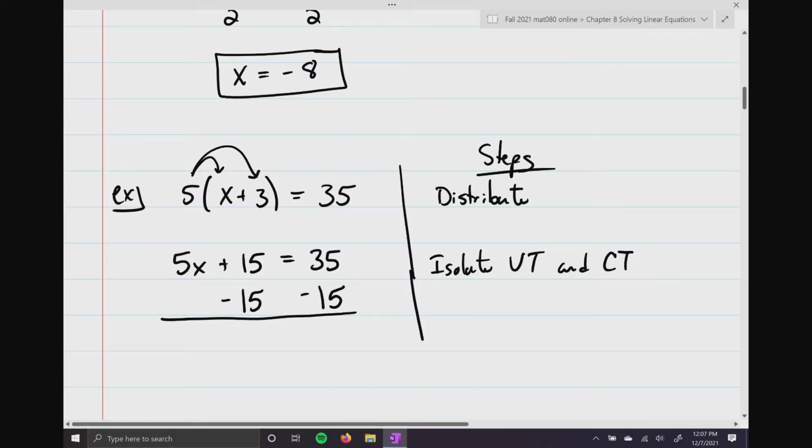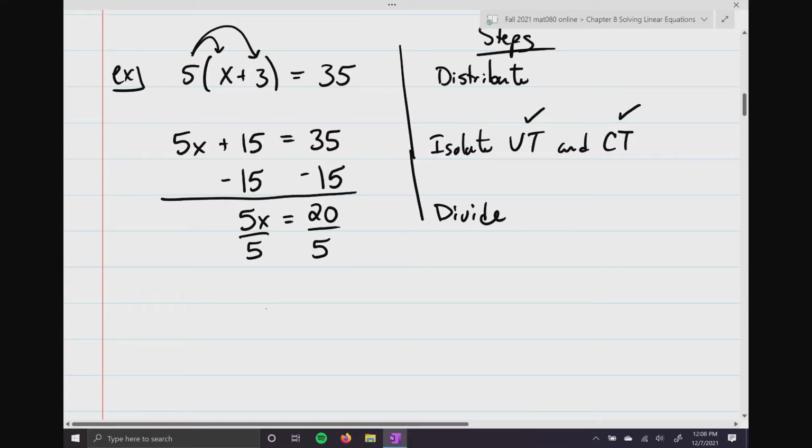That's going to give me 5x equals 35 minus 15. It's going to be 20. So my variable term is isolated. My constant term is isolated. So now all I have to do is divide both sides by the number in front of the variable. And that gives me x equals 4. Okay? So let's try one more here.